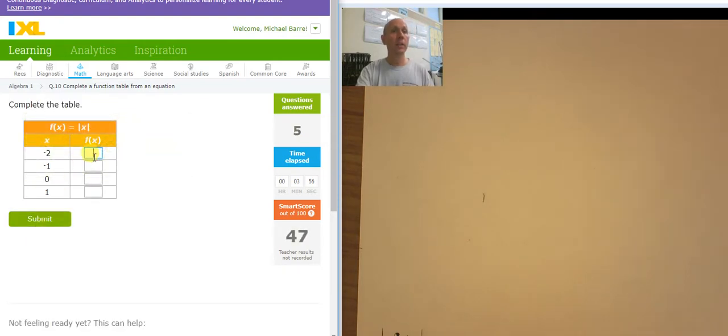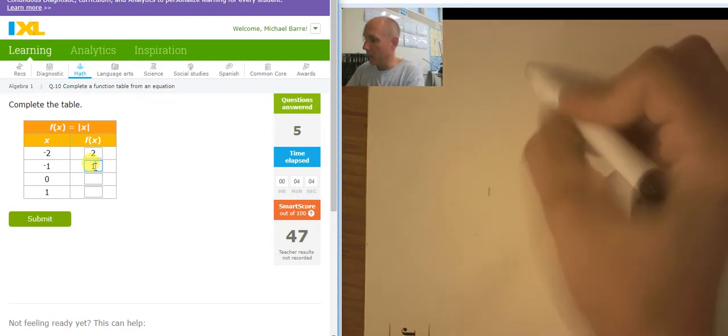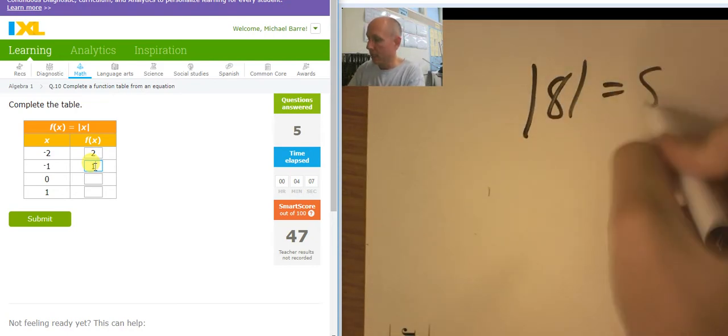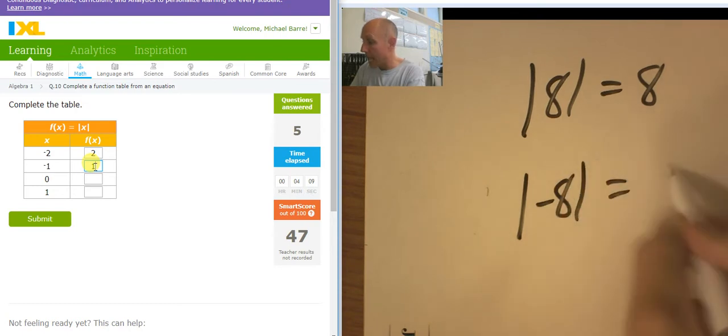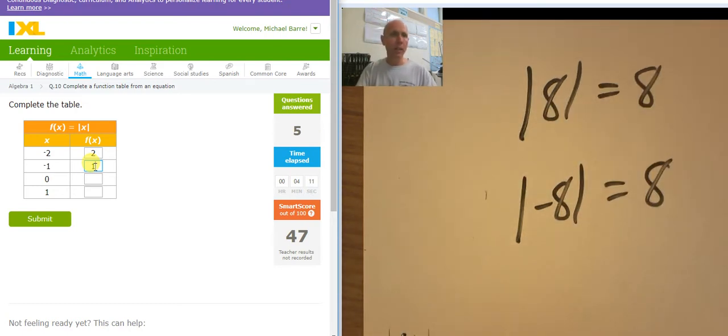Absolute value. What's the absolute value of negative 2? Absolute value of negative 2 is 2. Absolute value of negative 1 is 1. What do absolute values do? Absolute values make everything positive. So if I have the absolute value of 8, that's 8. The absolute value of negative 8 is 8. Absolute values make everything positive. So let's make 0 positive. You know, is 0 positive or negative?